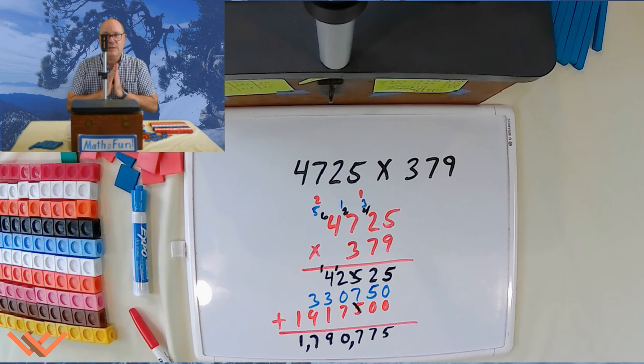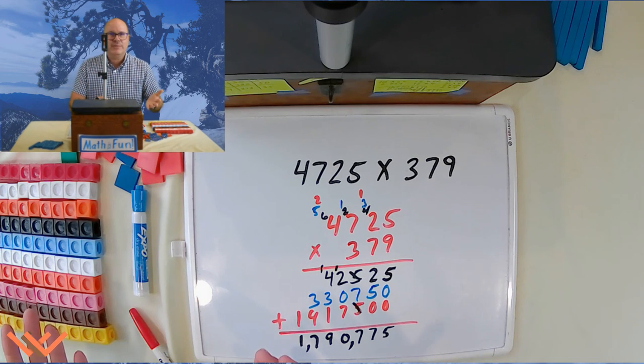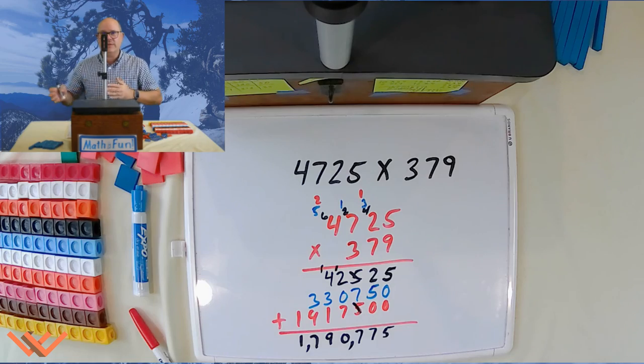There's, like I said, other ways that you can break it apart. I may have broken it apart to where it's like 4,000 times 300 or something like that. I'm not sure how I would do it that way, but you figure out what's the best way to do it for you, whether it's the box method or the distributive property or making groups of hundreds and tens and ones and such like that. I want you to figure that out.